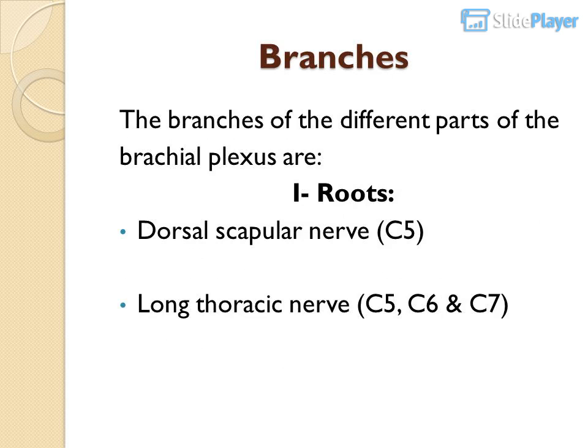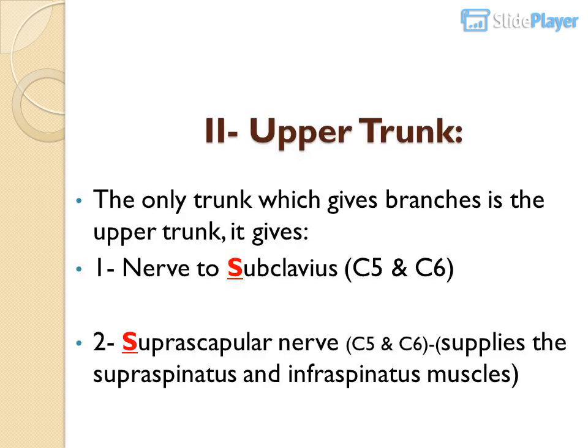Branches. The branches of the different parts of the brachial plexus are: from the roots, dorsal scapular nerve, C5, and long thoracic nerve, C5, C6 and C7. To the upper trunk: the only trunk which gives branches is the upper trunk. It gives 1. nerve to subclavius, C5 and C6. 2. Suprascapular nerve, C5 and C6, supplies the supraspinatus and infraspinatus muscles.